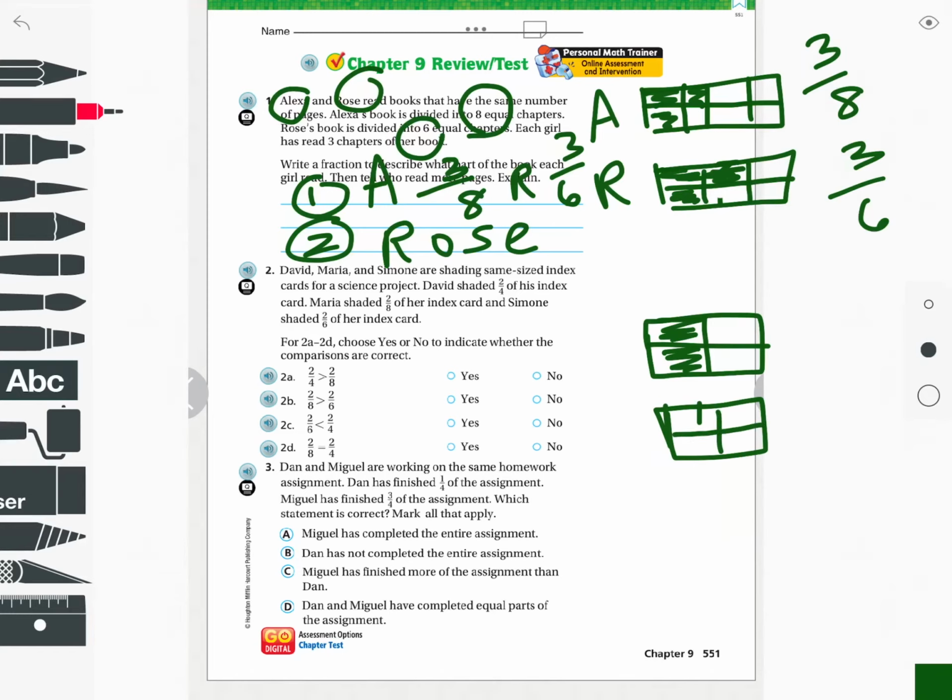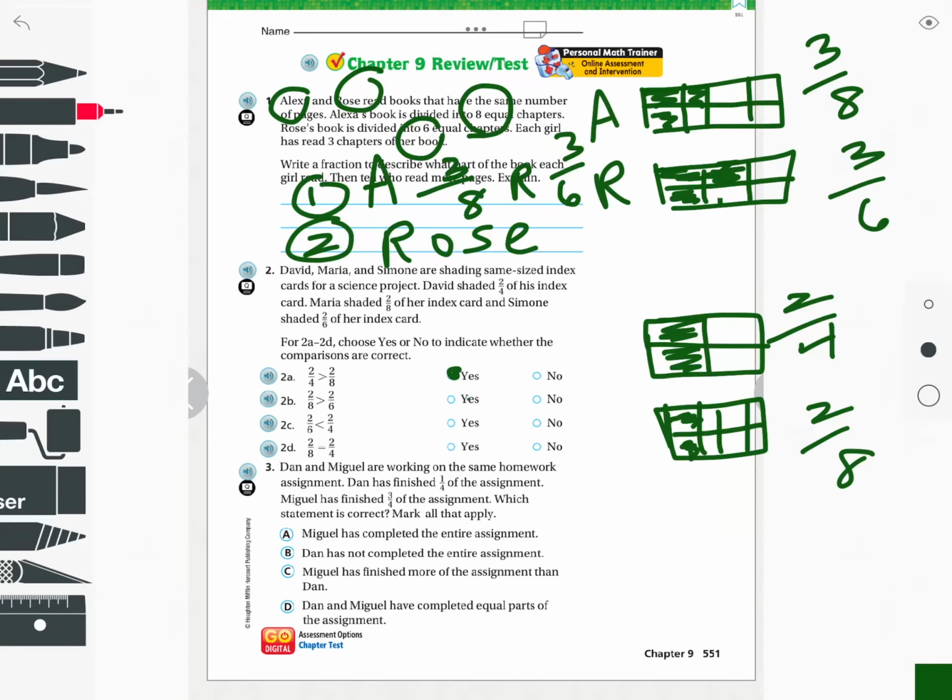2/8, right? 1, 2, 3, 4. Yeah, would look like this. And I can clearly see that 2/4 is shaded in more than my 2/8. Or I know that they both had the same numerator. I know that 4ths is greater than 8ths. So yes, 2/4 is greater than 2/8. That's true. Yes.